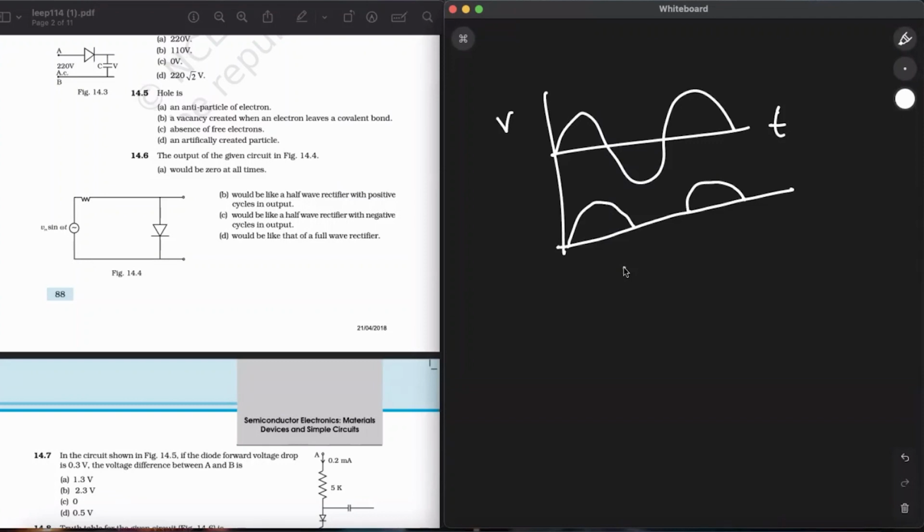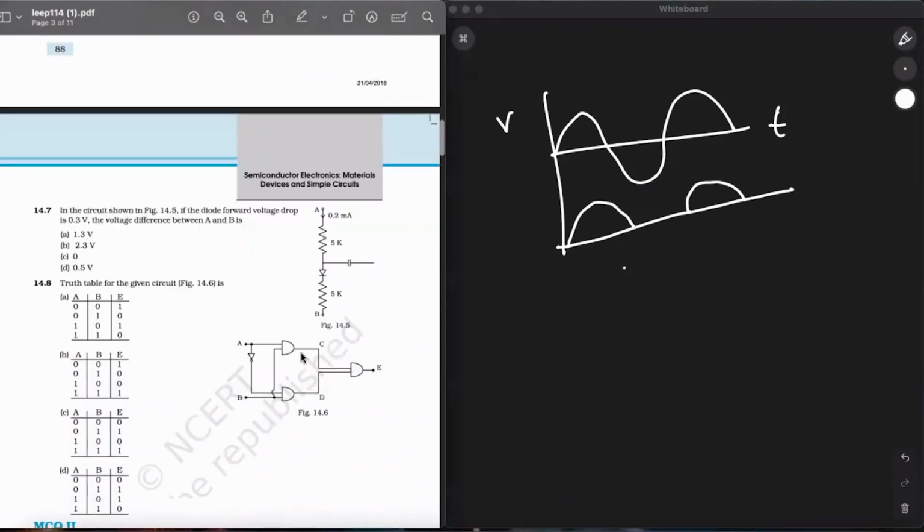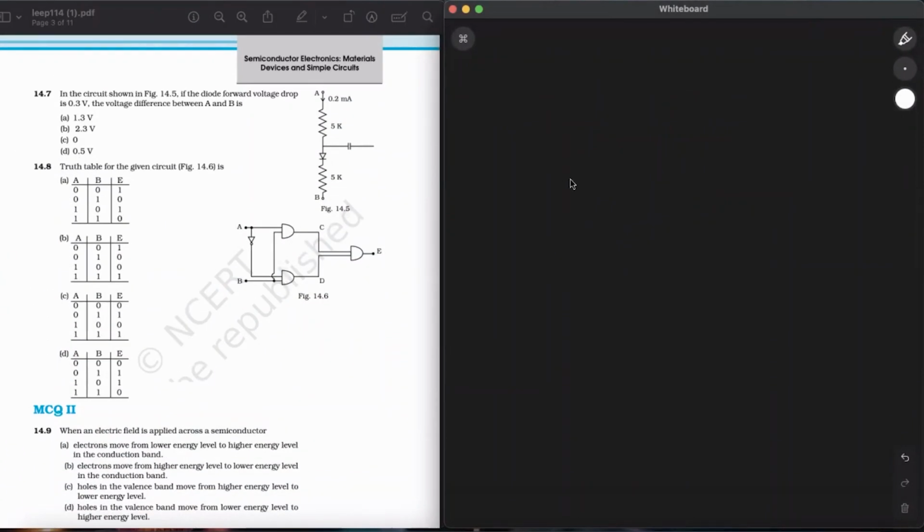Okay. So now moving on to question number 7. In the circuit shown in figure 14.5, if the diode's forward voltage drop is 0.3 volts, what is the voltage difference between A and B? Okay. So the circuit has been given to us. Let us just draw it.